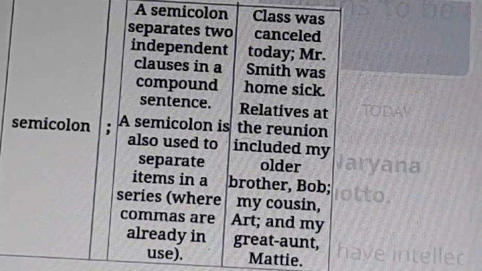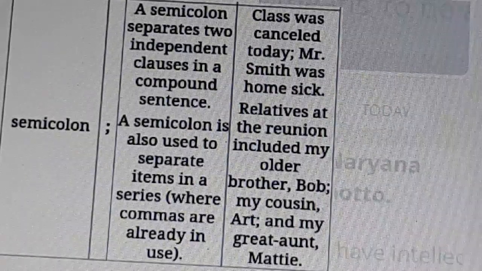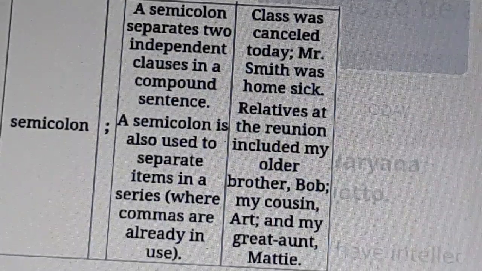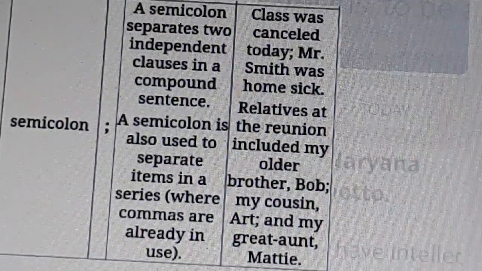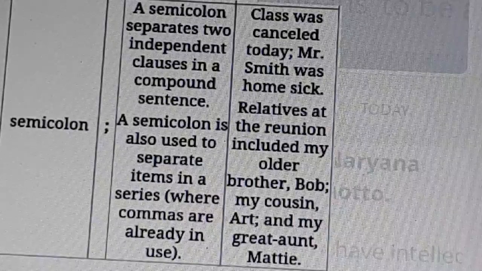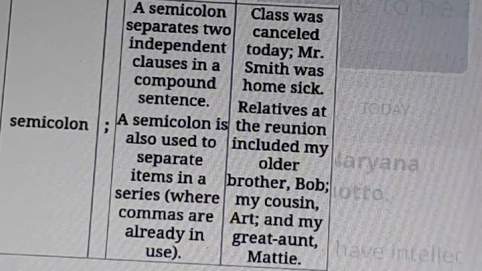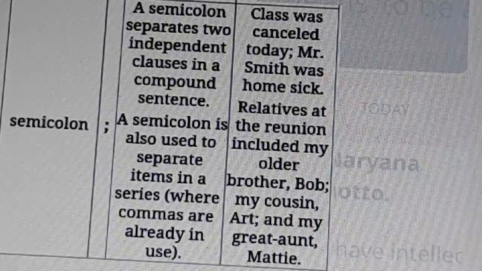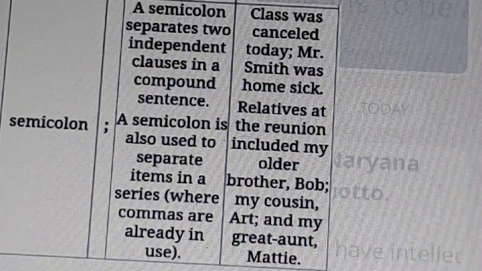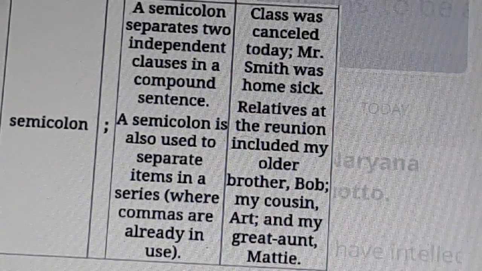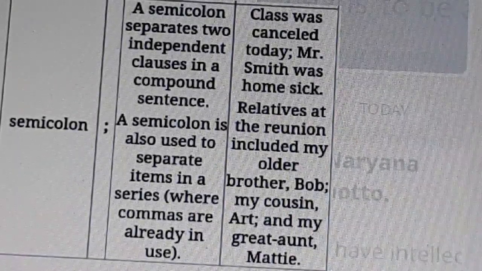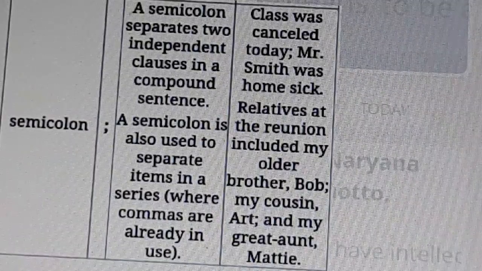Next, semicolon. A semicolon separates two independent clauses in a compound sentence. Example: Class was cancelled today; Mr. Smith was homesick. Here, these two independent clauses in a compound sentence are separated by this semicolon. See the mark for semicolon.